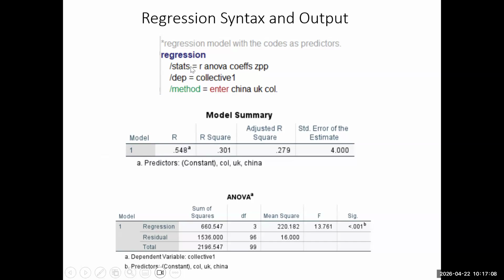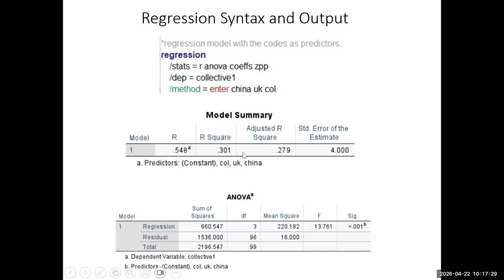Okay, at the top of this slide, I've got some syntax that we would use to run the regression. The stat subcommand is asking for some output. The def subcommand just declares the DV as collective 1. And then the method equals enter statement specifies the predictors that are being entered. In this case, the model is comprised of the 3 dummy coded predictor variables, China, UK, COL.